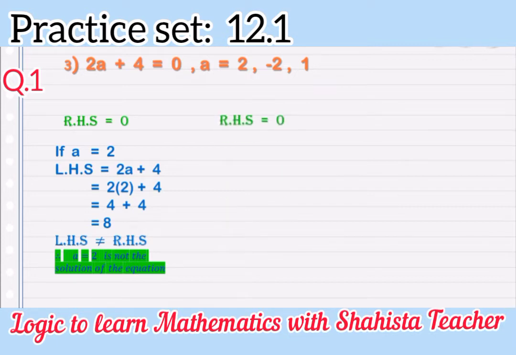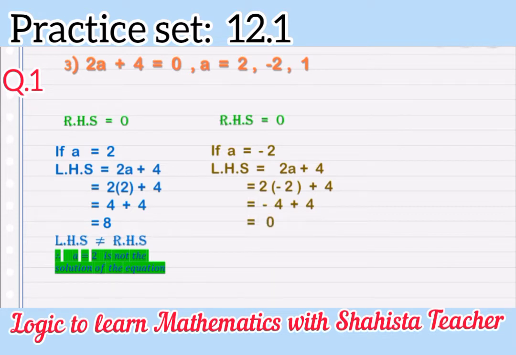Yes. Now the next one. The next condition says RHS is equal to 0 if a is equal to minus 2. In the place of a we will write minus 2, negative 2. Now here LHS is 2a plus 4. Again 2 bracket minus 2, the relation is multiplication. So 2 bracket minus 2 plus 4. Is that clear? So 2 2s are 4, put here minus 4 plus 4. Minus plus minus, different signs. So 4 minus 4 is 0.